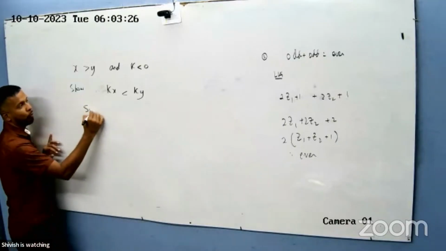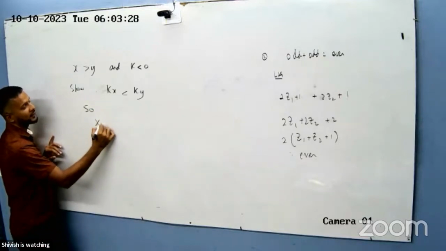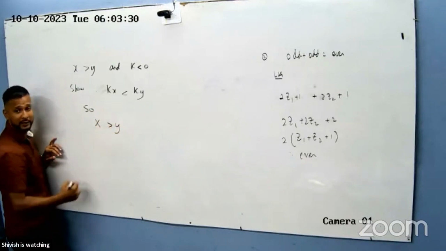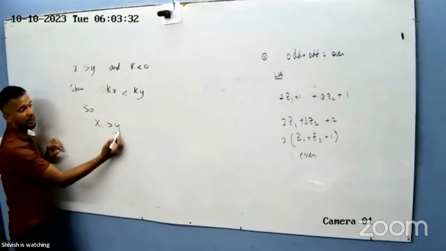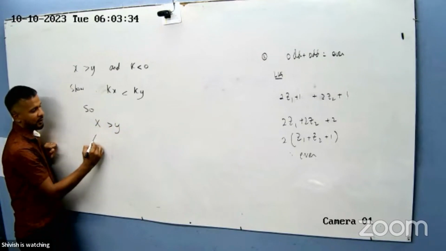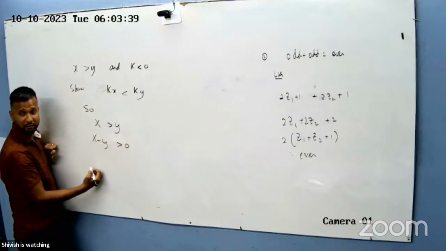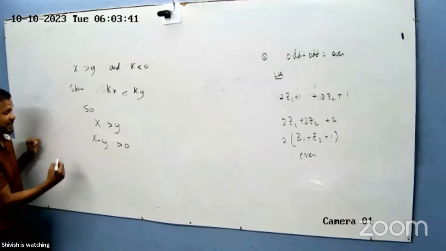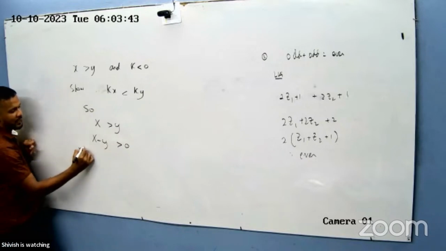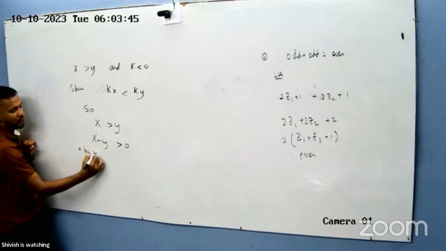All right, so what do we know? We know that x is more than y, right? Can I bring the y on this side? Yeah. x minus y is more than 0. That's okay? And if we multiply by k, what will happen?